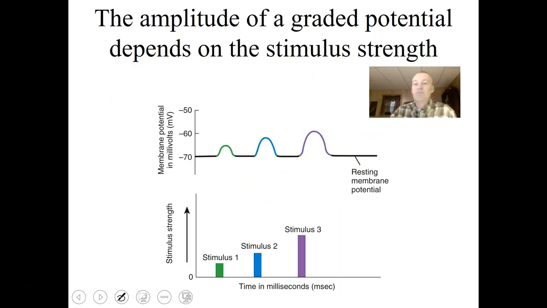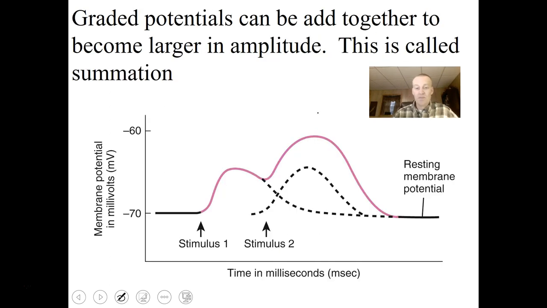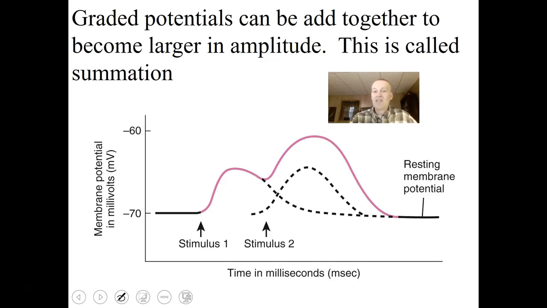Now, the amplitude of the graded potential depends on the stimulus strength. So if I take a look here, if I just have one stimulus, I have a very small change in membrane potential. If I have multiple stimuli in sequence, I can actually depolarize it even more. If I have a third stimulus, I can continue to increase the amount of the change in membrane potential. Graded potentials can add together to become larger in amplitude.